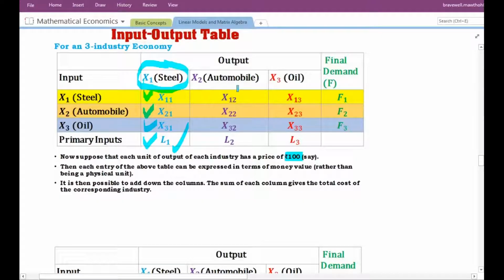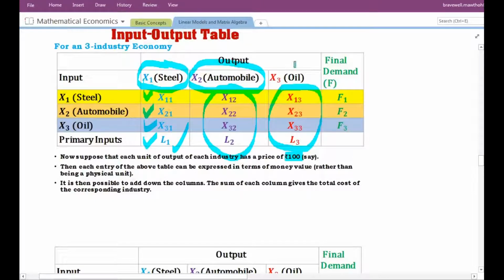In the same manner, if we add the second column, it will tell us the cost incurred in producing 1 unit of automobile. In the same manner, if we add the third column, it will tell us the cost incurred in producing 1 unit of oil.